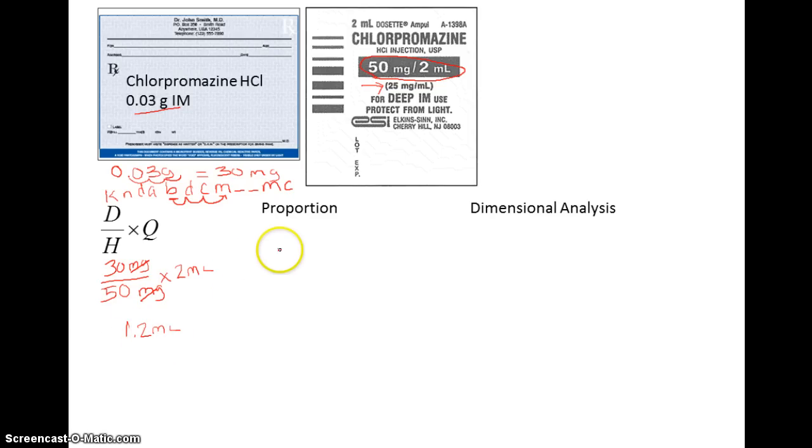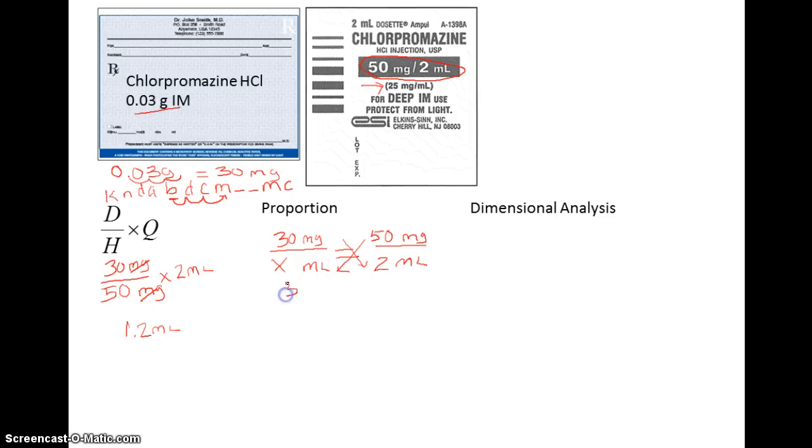Our next option is to do a proportion. So again, the doctor has ordered 30 milligrams. We would like to know how many milliliters, so X milliliters. Put our equal sign for equal fractions. We use the 50 milligrams over the 2 milliliters, matching up our labels, and then we cross multiply.